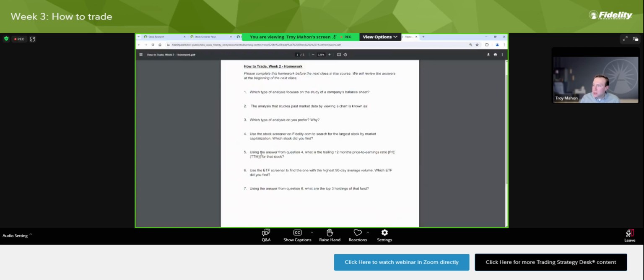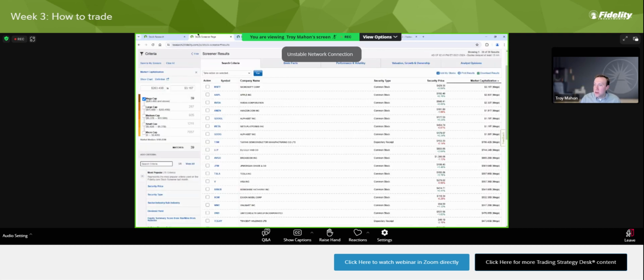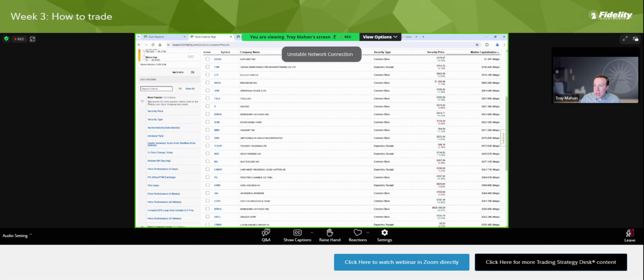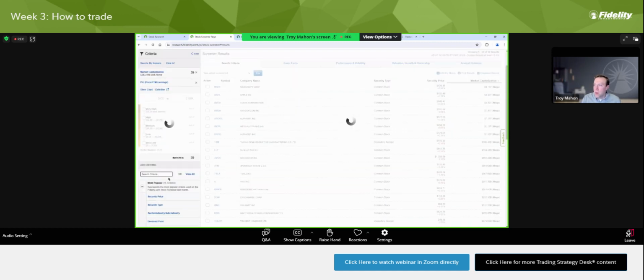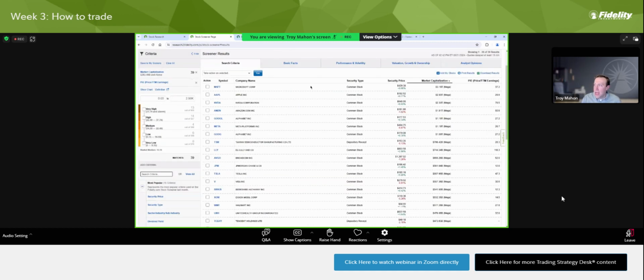If we use that same stock screener and the same answer, what is the trailing, so going backwards, the trailing 12-month price to earnings, TTM, trailing 12 months, for that stock? So let's go back to that stock screener. Let's now add price to earnings, the trailing 12-month. I'm going to go ahead and add that. I'm not going to filter, I'm just adding it as a column. And we can see Microsoft has a 37.2 trailing 12-month price to earnings ratio.